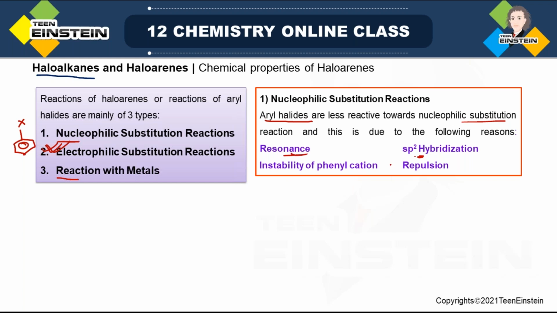Instability of the phenyl cation. When positive charge is directly present on the aromatic ring carbon, that is known as phenyl cation, and this is not very stable. And the last reason is repulsion. But we'll look at all these points individually and elaborately.